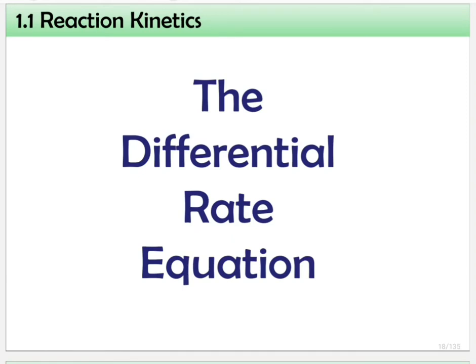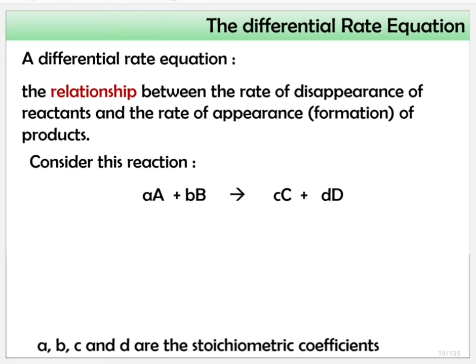Jadi kita tengok dulu apakah itu differential rate equation. So it's an equation that relates the rate of disappearance for reactant. Kenapa kita pakai disappear? Sebab reactant makin lama makin berkurang. Boleh juga rate of decreasing of reactant. So itu adalah benda yang sama. And then the rate of appearance or formations of product.